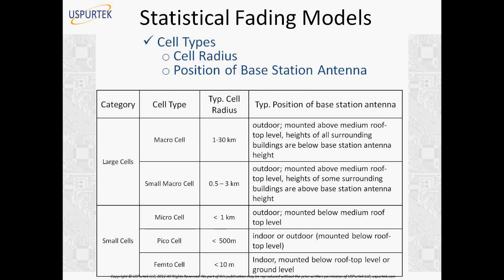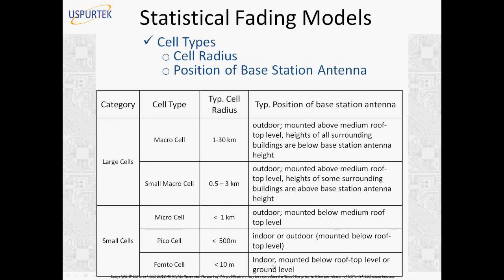So on the rightmost column, you see how, based on the size of the cell, the position of the base station antenna also changes. For a macro cell, it will be outdoor typically. You can see the cell tower when you're driving around. It's mounted above medium rooftop level. Heights of all surrounding buildings are below base station antenna height. For a small macro cell, it's again mounted above medium rooftop level, and heights of some buildings are above base station antenna height. For a microcell, it's again outdoor, but it's mounted below the medium rooftop level. For a picocell, it could be either indoor or outdoor, like on a campus. On a campus, it could be outdoor as well as indoor.